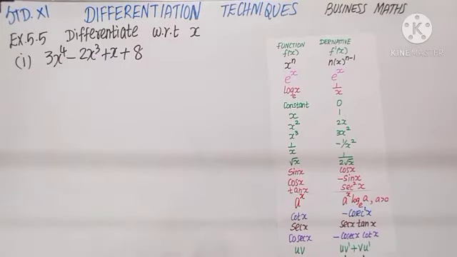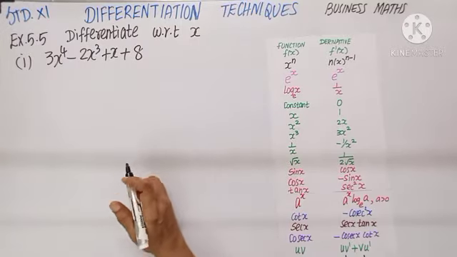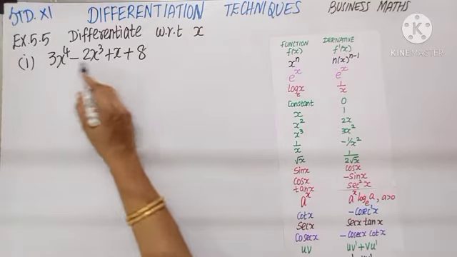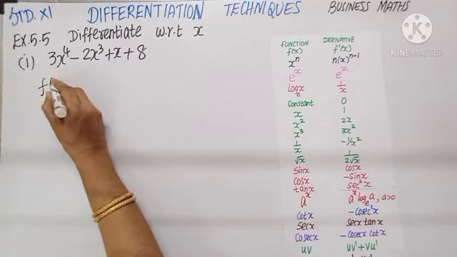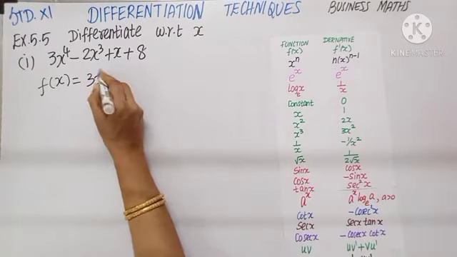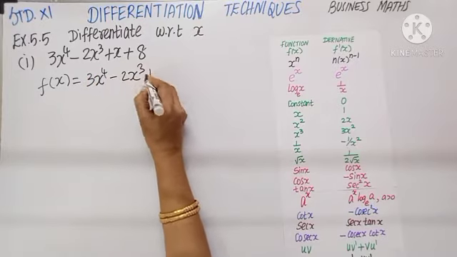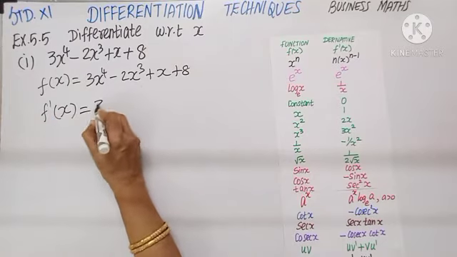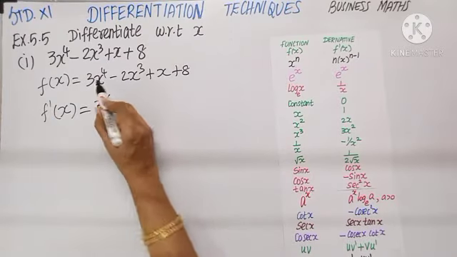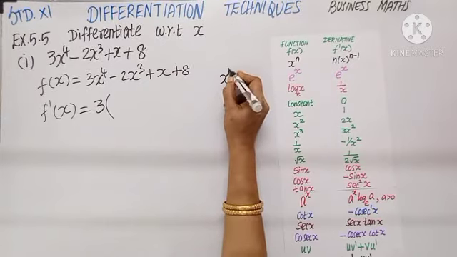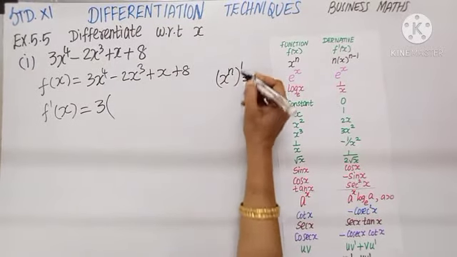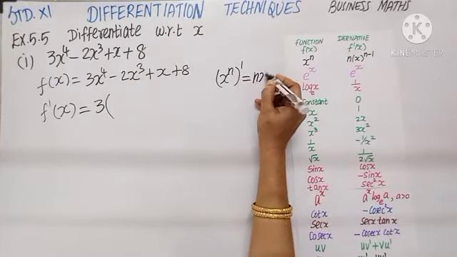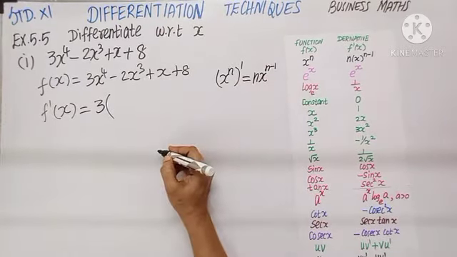Exercise 5.5, question number 1. Differentiate with respect to x. Given a question, let us take f of x is equal to 3x power 4 minus 2x cube plus x plus 8. F dash of x is 3 into... What is the x power formula? X power n becomes, we put the dash for derivative, n x power n minus 1.